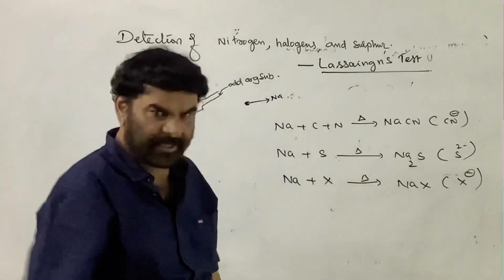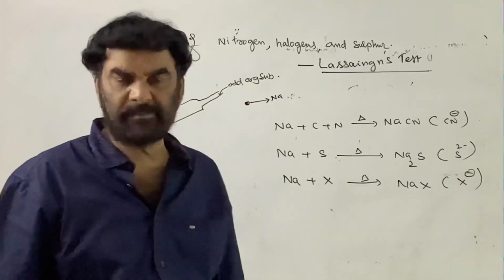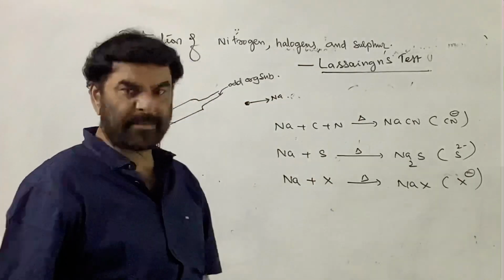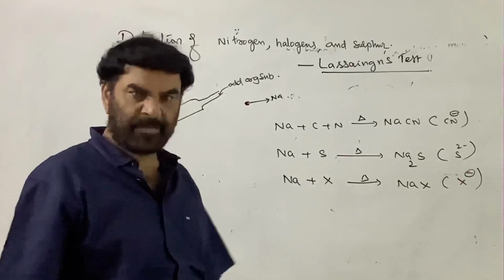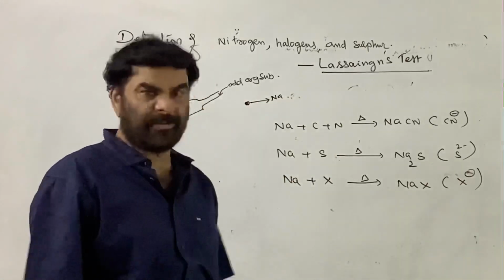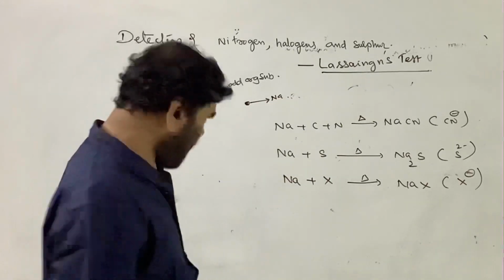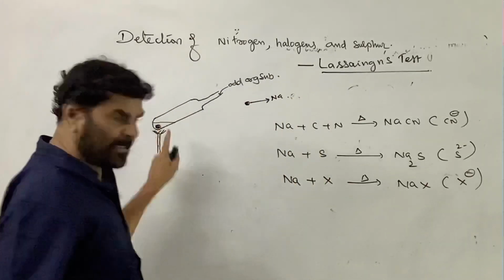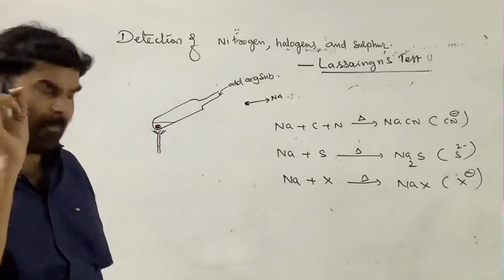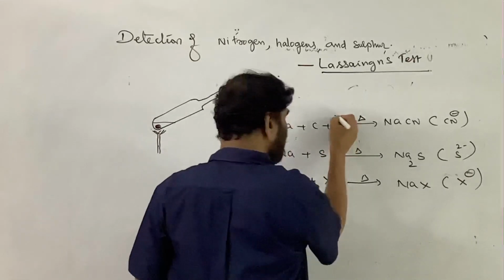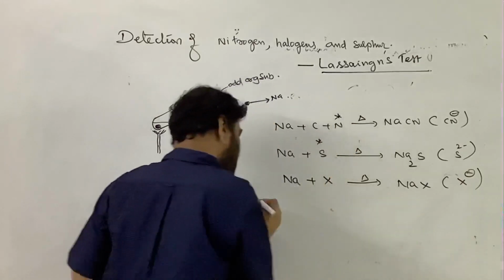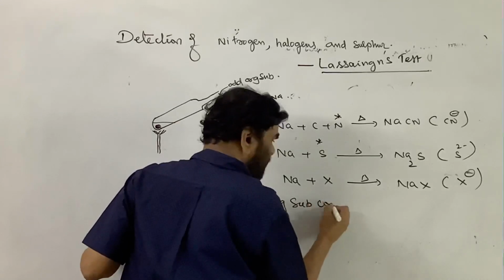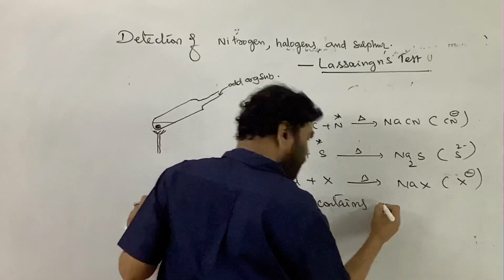These are the reactions taking place in the glass tube, right? These reactions are taking place in the glass tube. So on vigorous heating, an inorganic residue is left. Now what happens? During this process you have to take a larger amount of sodium. Suppose the organic substance contains both nitrogen and sulfur.